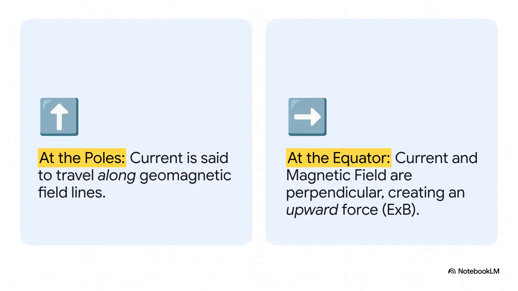Now, because of this alleged mix-up, you get what the author sees as a huge contradiction. Just look at how the physics seems to change depending on where you are on the planet. Up at the poles, they say the current and field lines are parallel. But then you go to the equator, and suddenly they're using the classic perpendicular physics, the cross product, to explain things like the equatorial anomaly. So which is it? Why are there two different sets of rules?